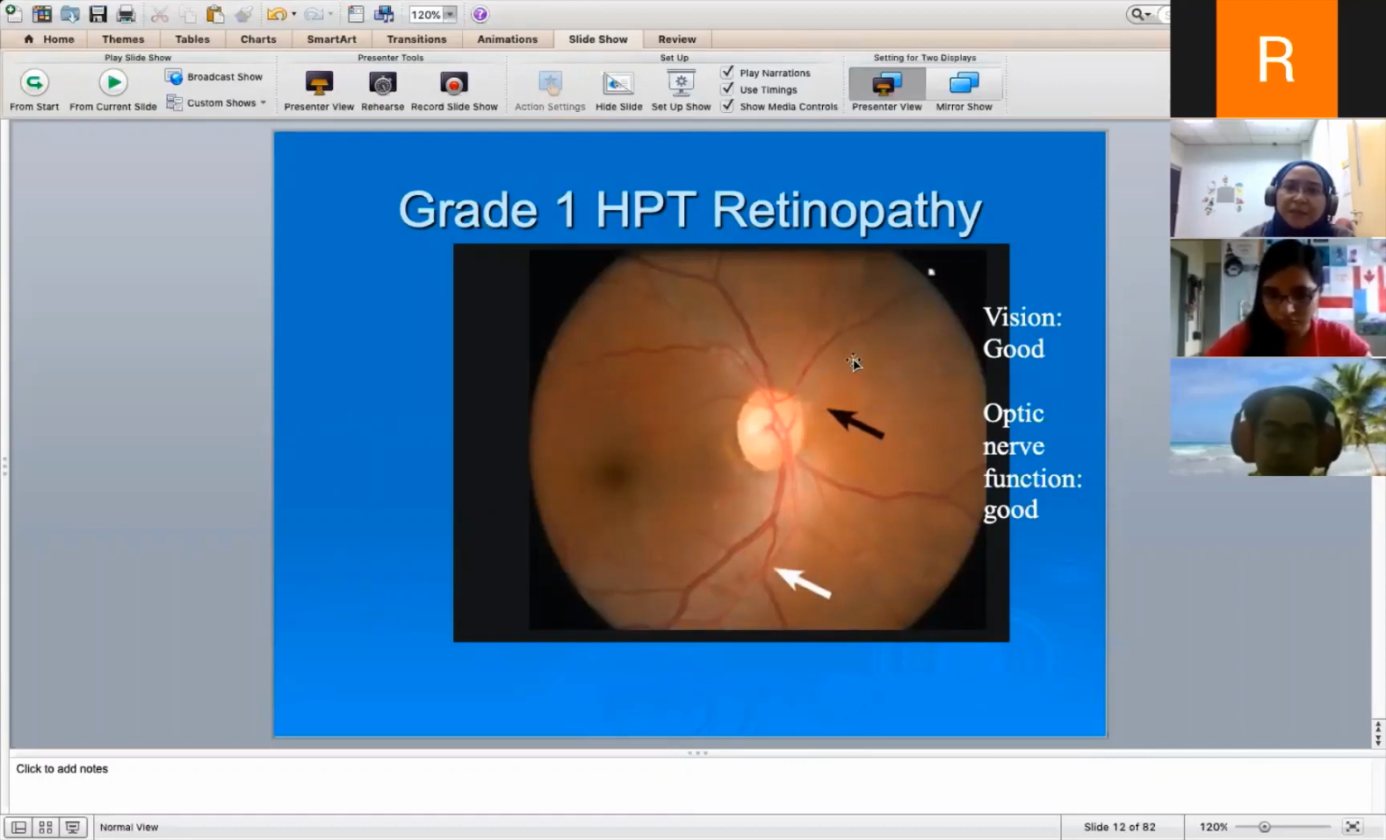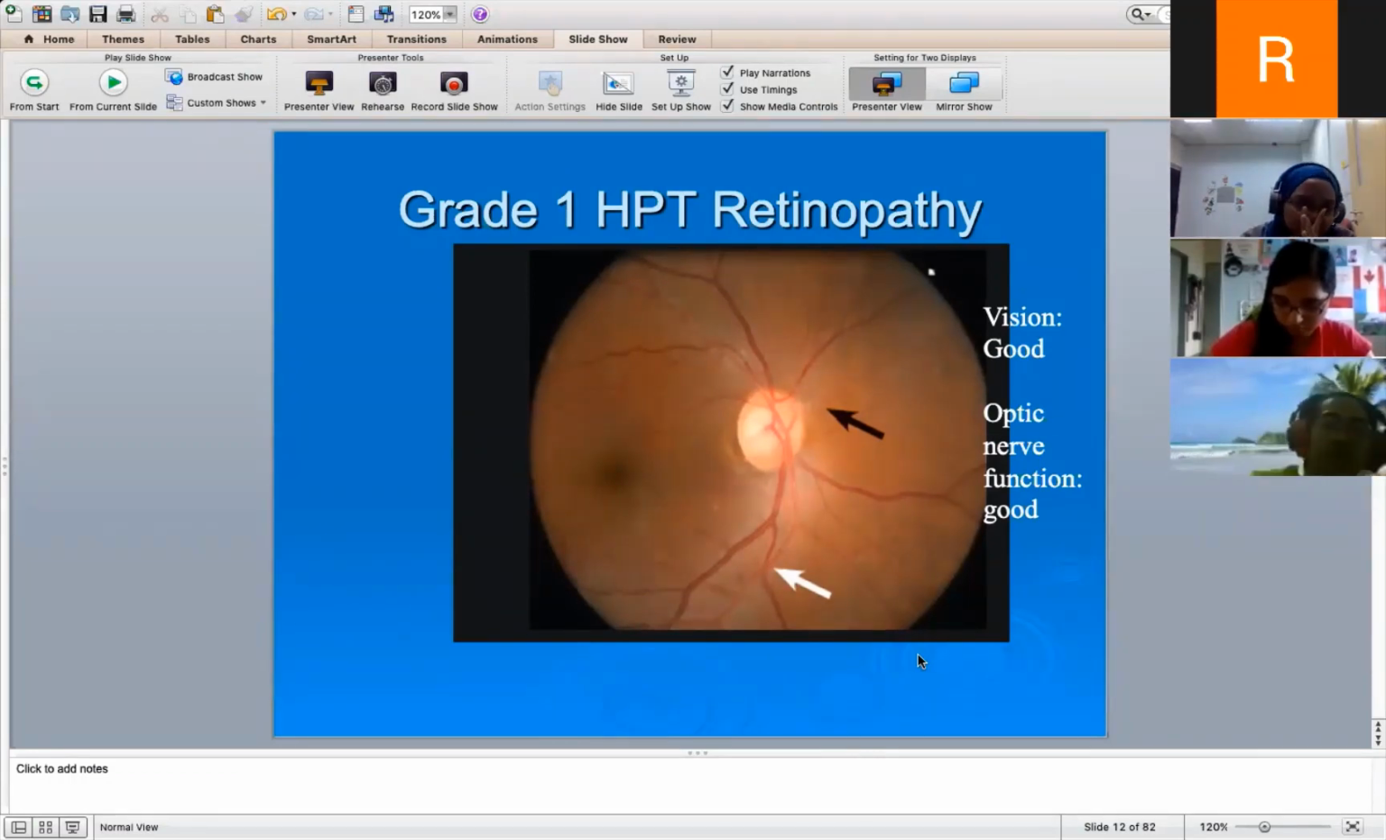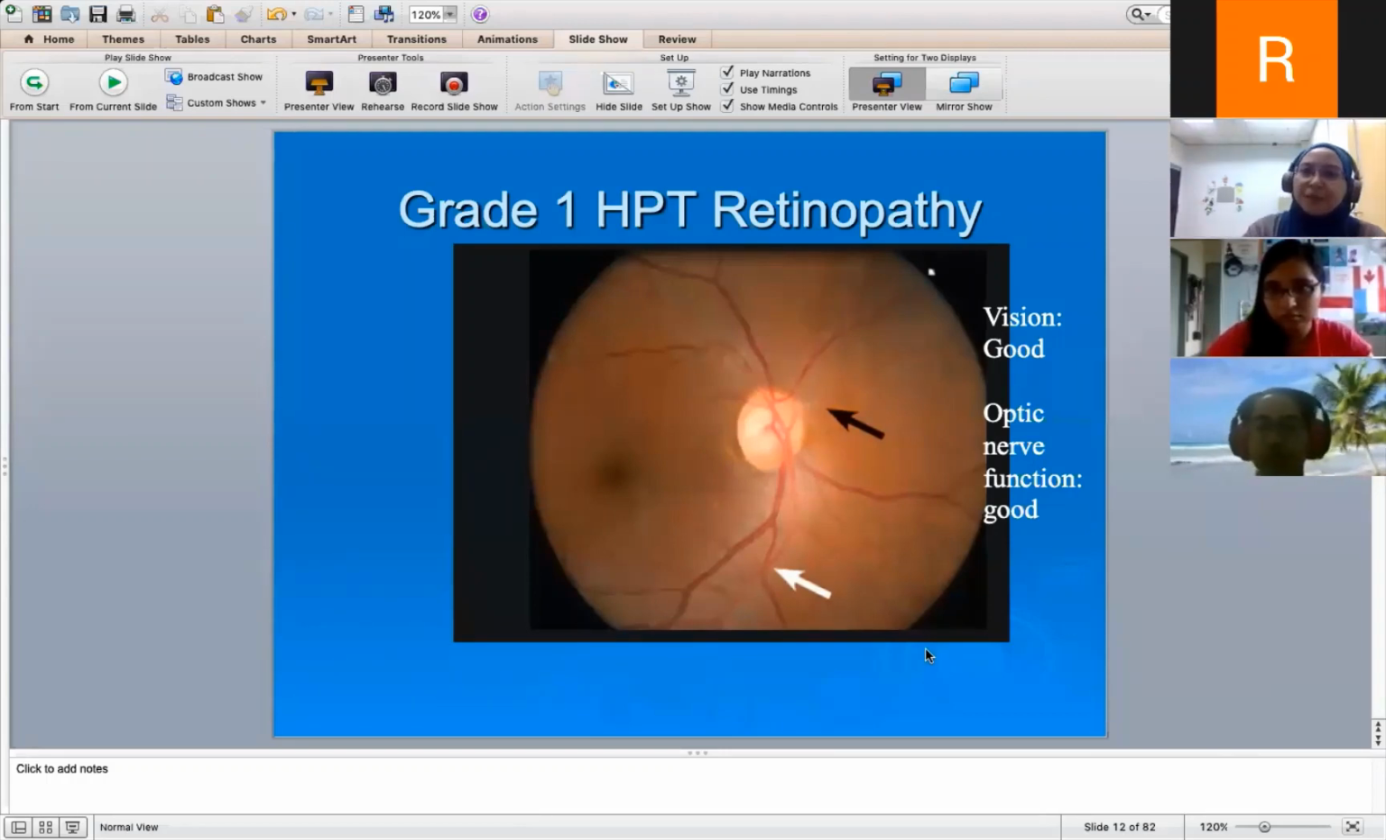Okay, so obviously this is a fairly old patient. You can see the silver wiring. In a normal eye, you should not see anything reflecting so bright from the artery. So as you can see, this is grade 1 hypertensive changes. Remember, usually in grade 1, is vision good or bad? It is usually good. In other words, your optic nerve function is also going to be perfectly good. So the patient should not complain of any visual symptoms.